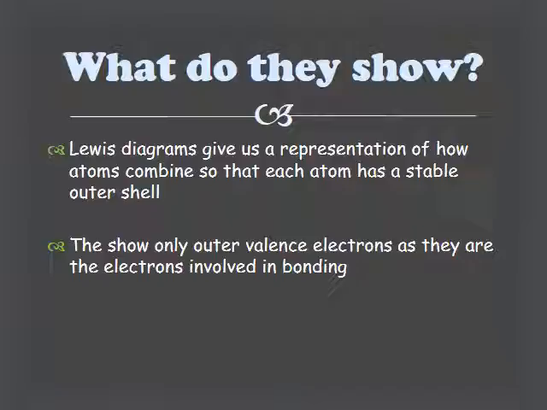Well, Lewis diagrams can give us a representation of how atoms combine so that each atom has that stable outer shell. The outer shell has either 8 or, for hydrogen, 2 electrons. It's nice and happy and stable. They only show outer valence electrons, as they are the electrons involved in the chemistry and in the bonding.